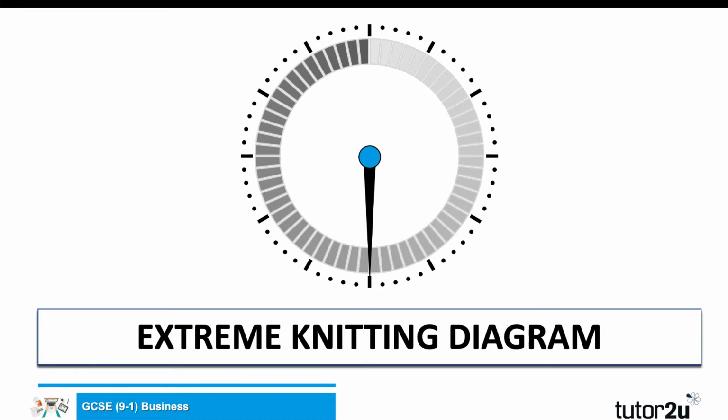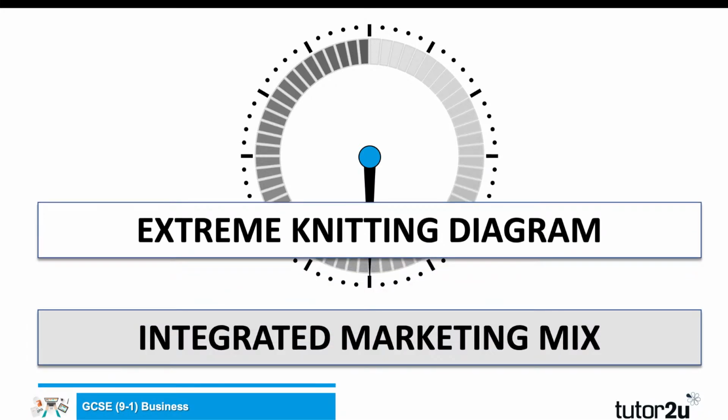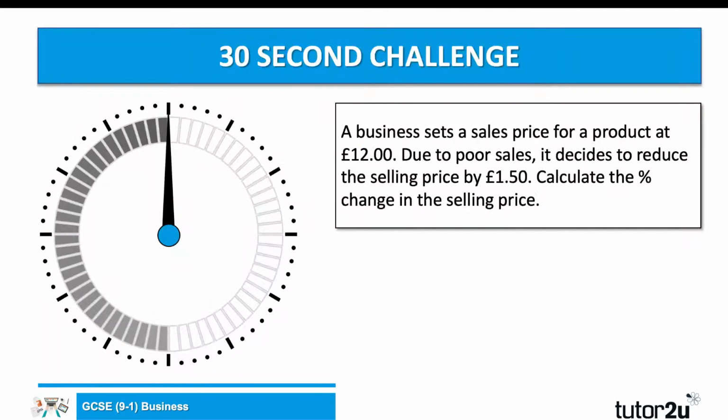Okay, I'm not seeing too many answers, not too many business terms anyway, in the chat. Let's have a look at the answer, Jim, and we'll give them a chance to get the hang of this. Extreme knitting diagram comes out as integrated marketing mix. Quite a difficult one. Let's look at our next question, which is a 30-second challenge. So called because you're going to have 30 seconds to try and solve this calculation.